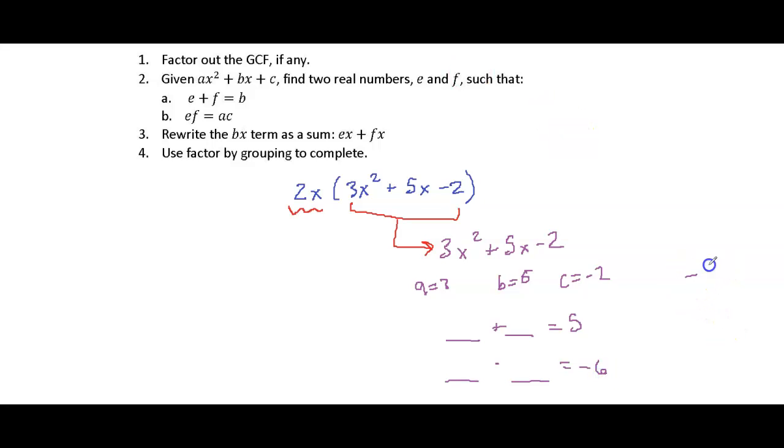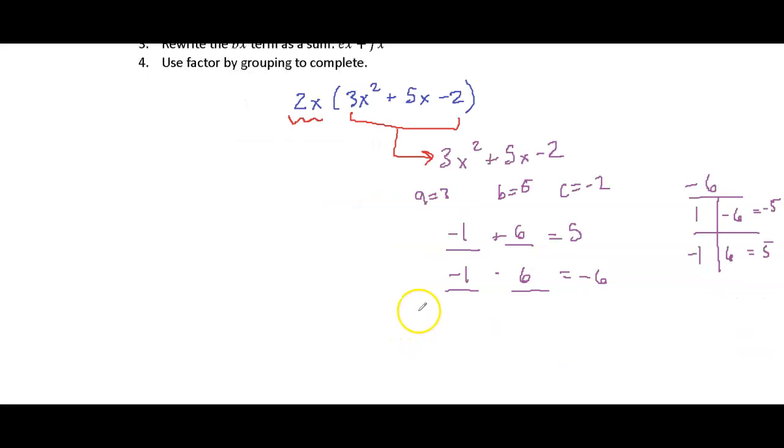So let's take a look at negative 6 and its factors. We could have a positive 1 times a negative 6. That would get us negative 6, but that would add to a negative 5. A negative 1 times a positive 6 would multiply to a negative 6, and that would add to a positive 5, which is what we want. So let's go ahead and use negative 1 and positive 6 for the values that we're going to choose.